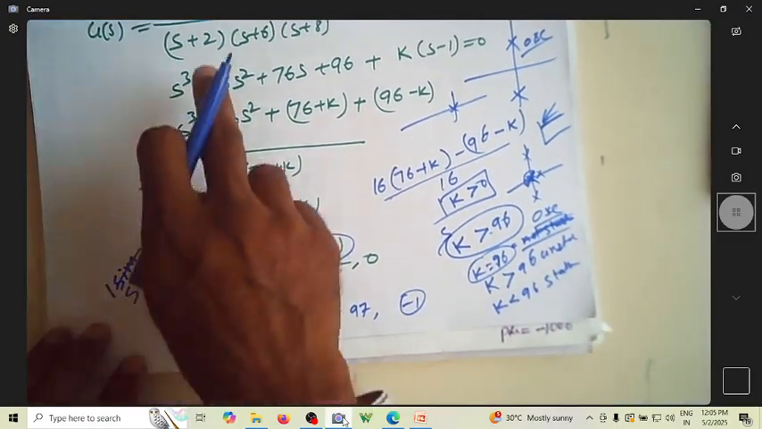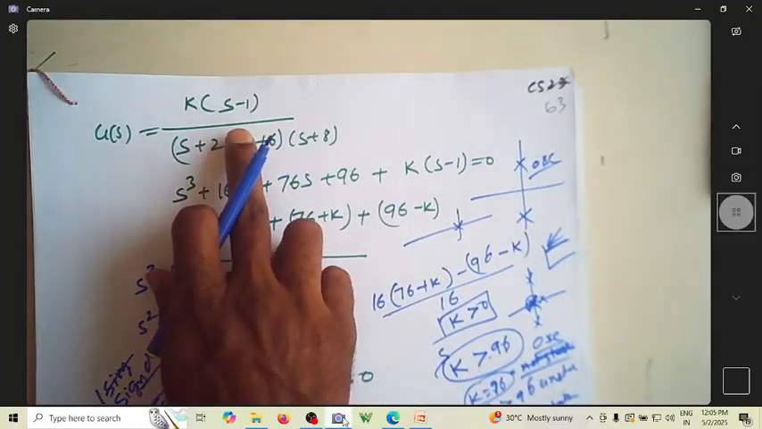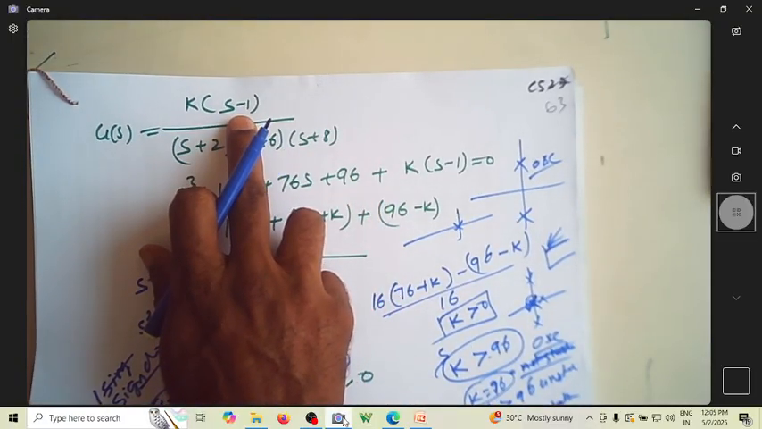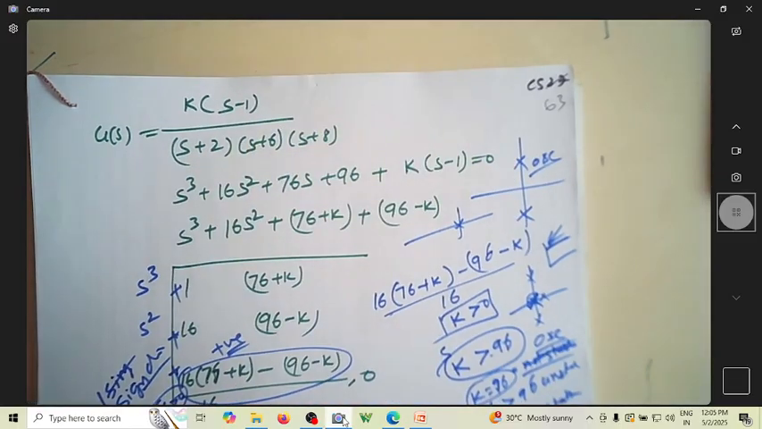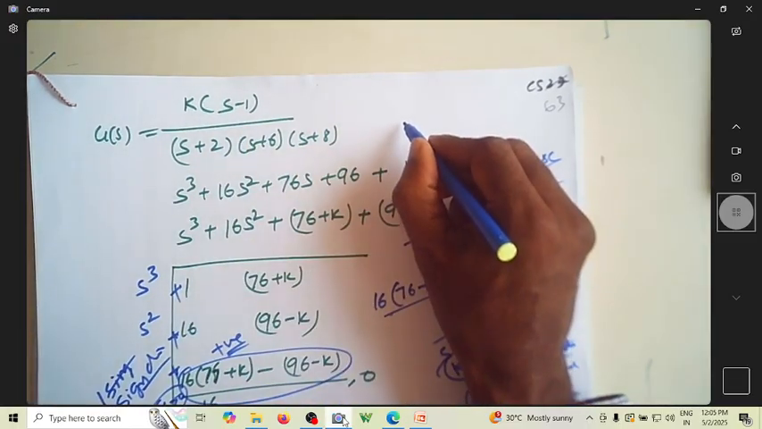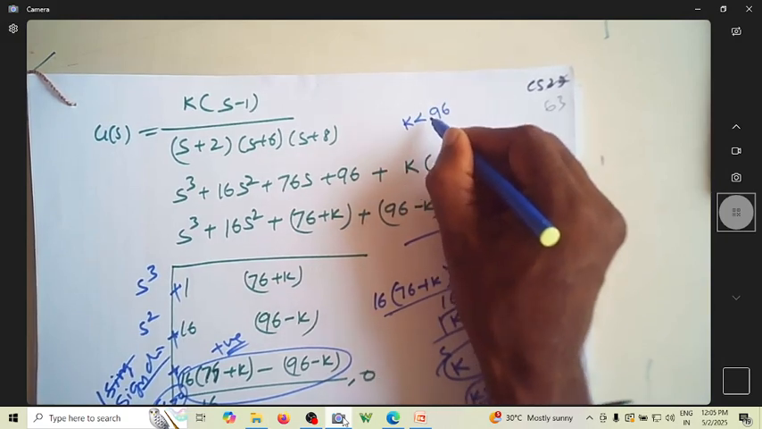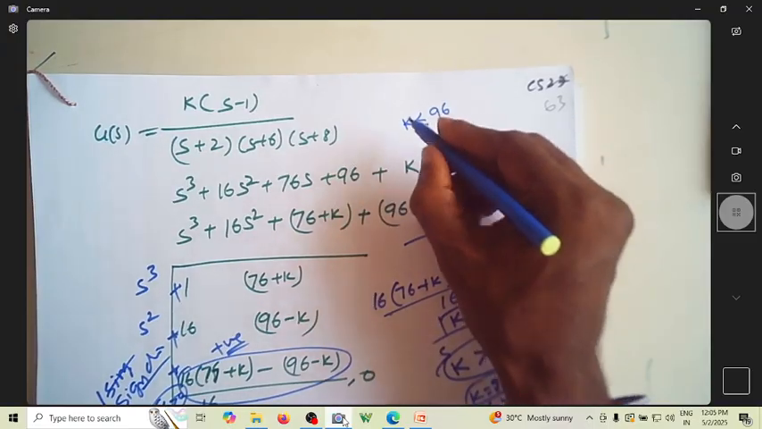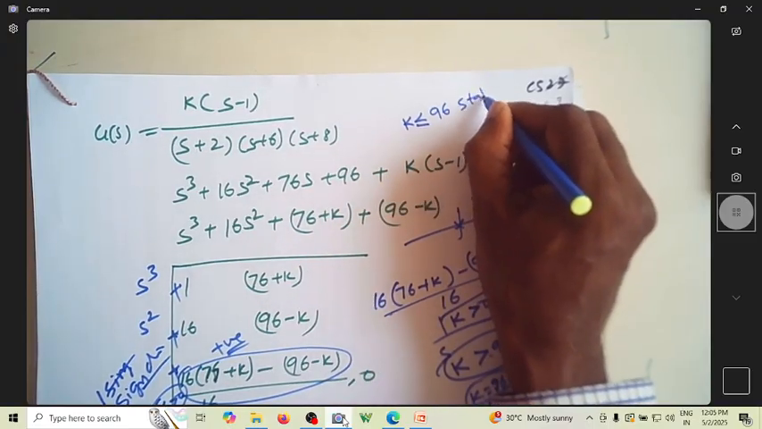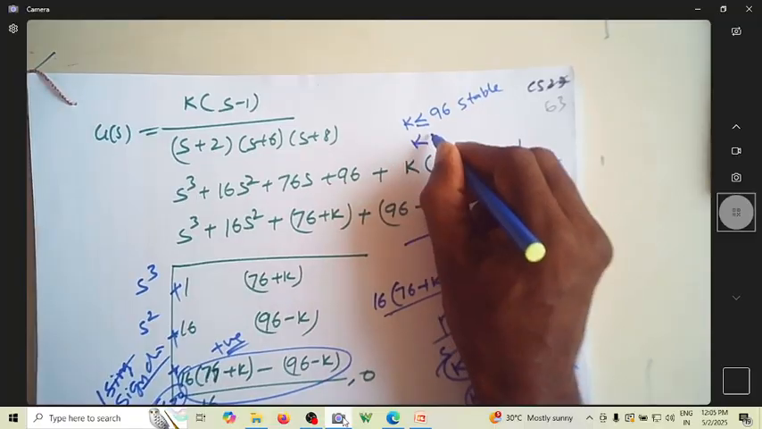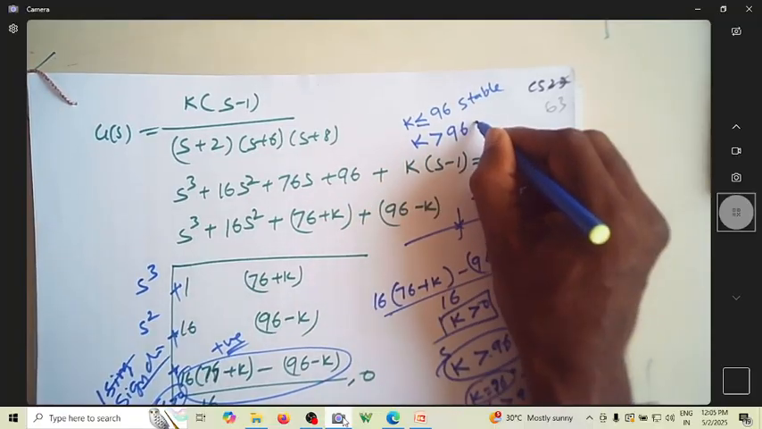That's what this is saying. Because I have kept one pole on the right hand side of the screen, the system is stable for k values less than or equal to 96. This is stable. For a k value of greater than 96, the system is unstable.